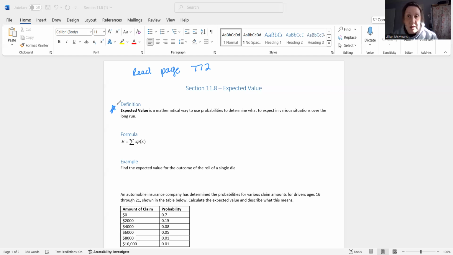Expected value is not a sure thing, but it's what to expect in the long run. And I do want to highlight over the long run. That's a huge part of expected value.